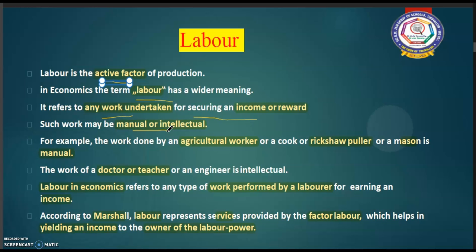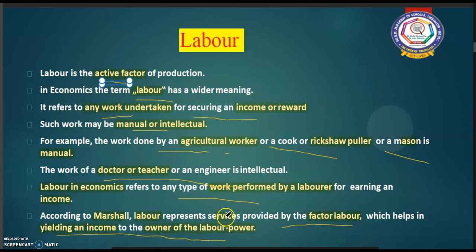Manual means the person has to do some physical work, and intellectual means the person has to use his brain. For example, the work done by an agricultural worker, a cook, a rickshaw puller or a mason all comes under manual. The work of a doctor, teacher or engineer is intellectual. Here, labor in economics refers to any type of work performed by a laborer through which the person is going to earn some income. According to Marshall, labor represents services provided by the factor labor, which helps in yielding an income to the owner of the labor power.